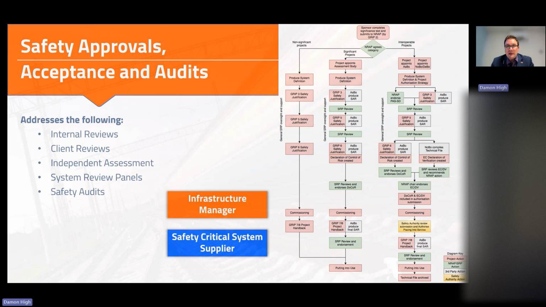Safety approvals, acceptance and audit. So this would be addressing what internal reviews need to happen, client reviews, again, depending on where we're sitting in the hierarchy of our particular project. Independent assessment, system review panels, safety audits.